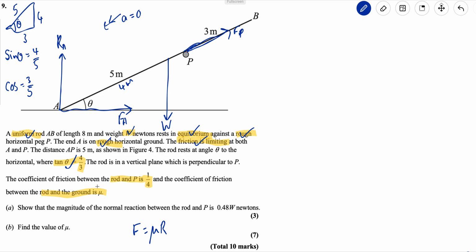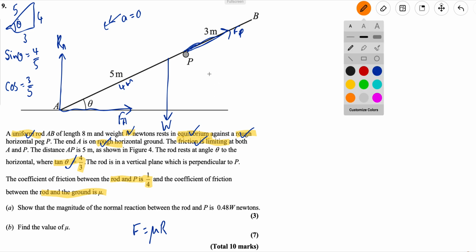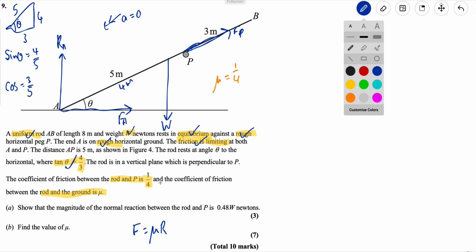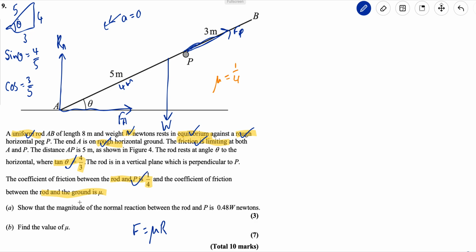The coefficient of friction between the rod and P is 1/4, so up here, mu is equal to 1/4. And between the rod and the ground is mu, so we don't know what this friction is yet. Show that the magnitude of the normal reaction between the rod and P is 0.48W. I haven't marked on the reaction there yet, so that will be perpendicular to the rod, R at P. And we've got to show that that reaction force is 0.48W.